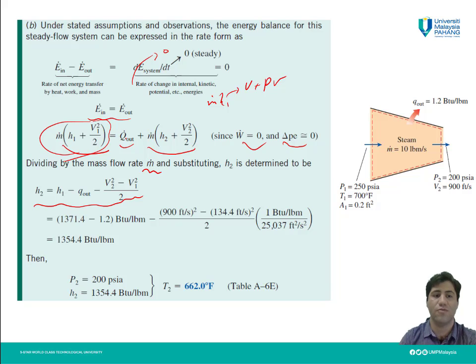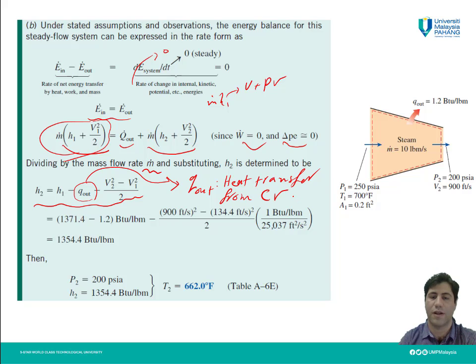About Q out, Q dot out divided by m dot will give us the Q out. Both of them are in terms of rate actually. So Q out is the heat transfer per unit mass from the flow in our control volume. So Q out, this is not rate of heat transfer. This is heat transfer from the control volume to the surrounding in terms of unit mass.